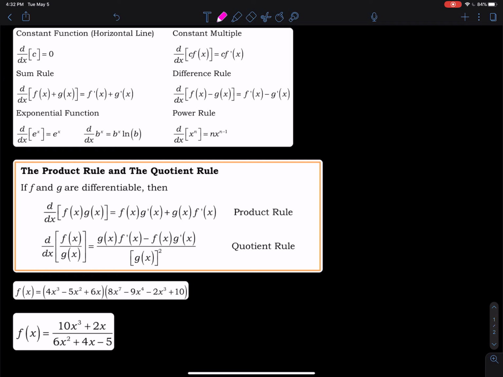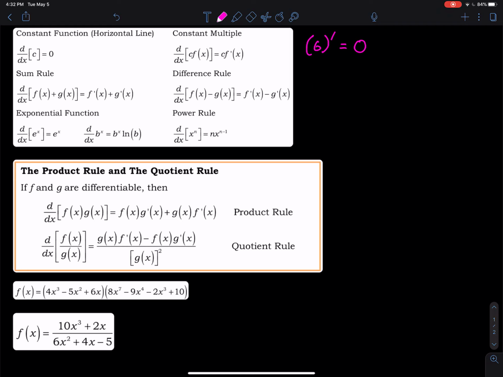Before we start talking about the product rule and quotient rule, let's take a look at all the differentiation rules we learned so far. The first one is the constant function. Let's say you take the derivative of 6. The derivative of 6 is equal to 0, because 6 is a horizontal line, so the slope is equal to 0.